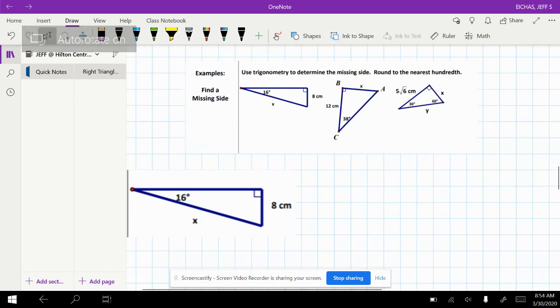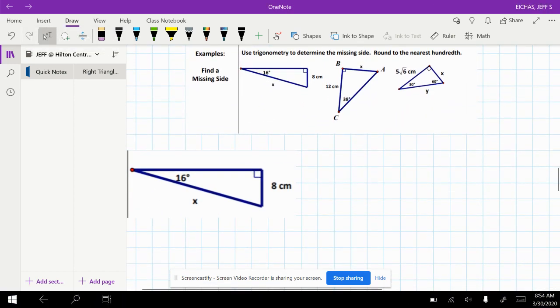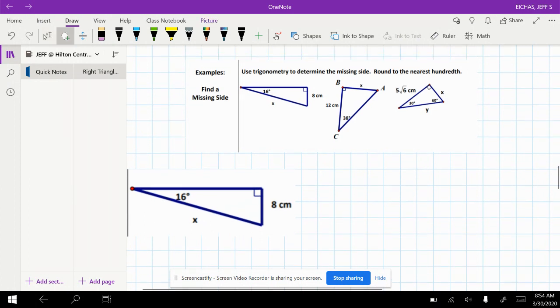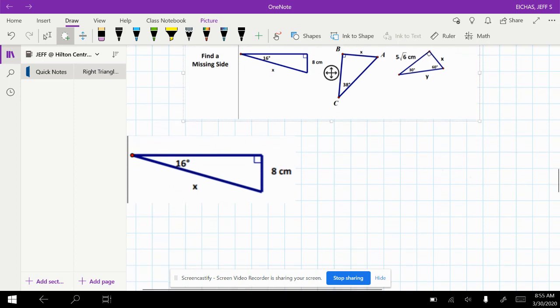Welcome back to our fifth video for our topic of right triangle trig. So now we're going to get to using trigonometry to determine the missing side, round to the nearest hundredth.